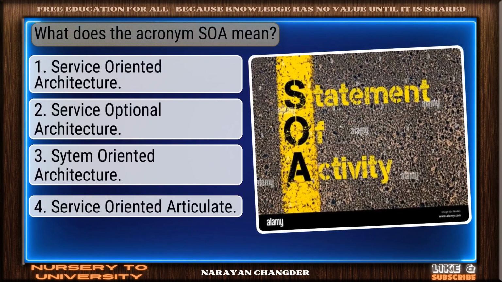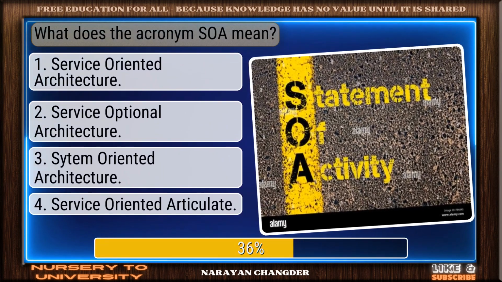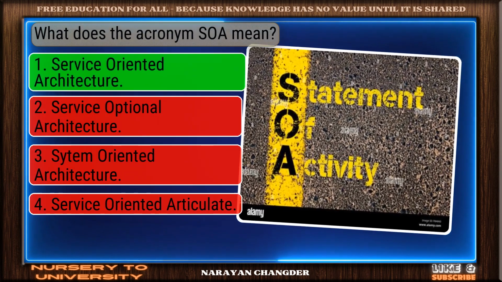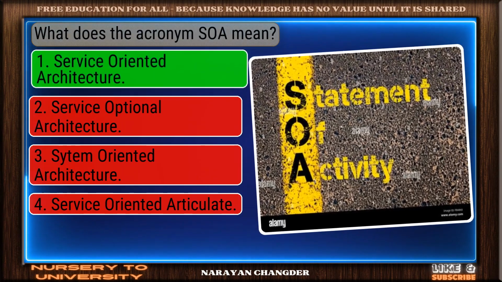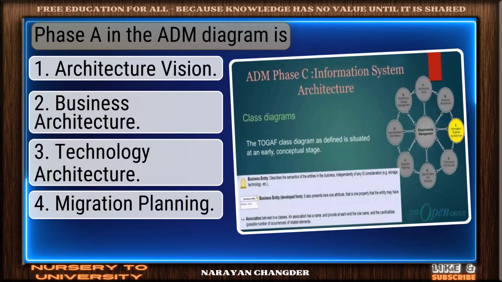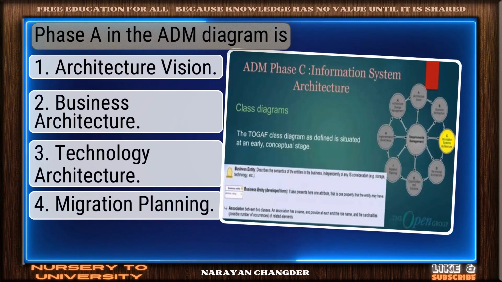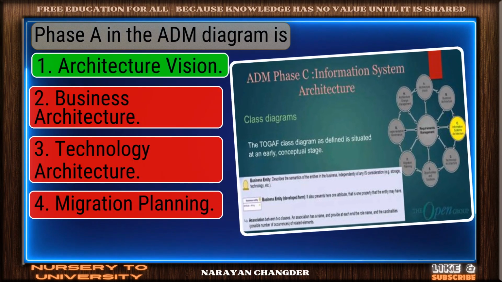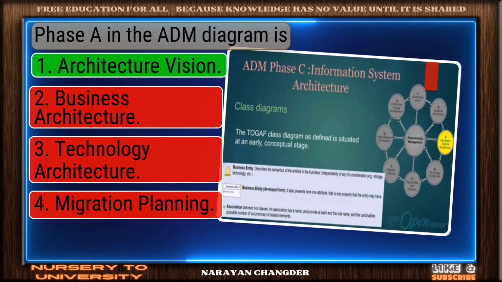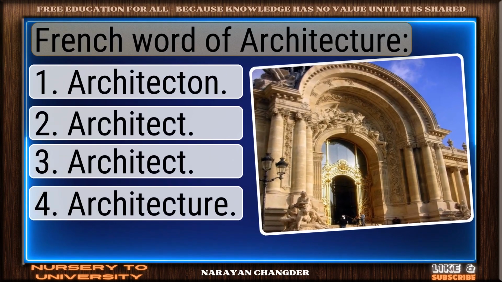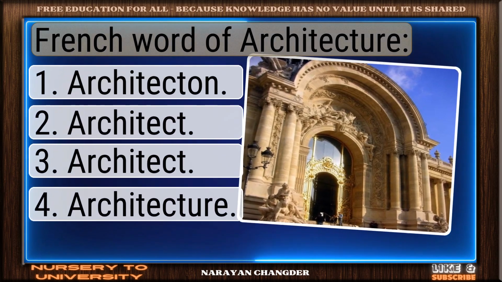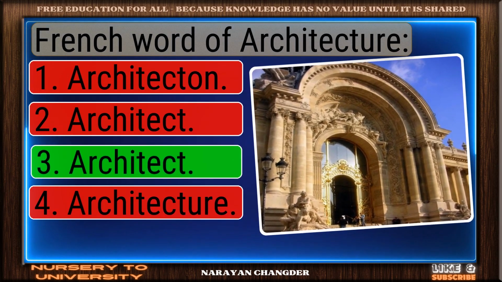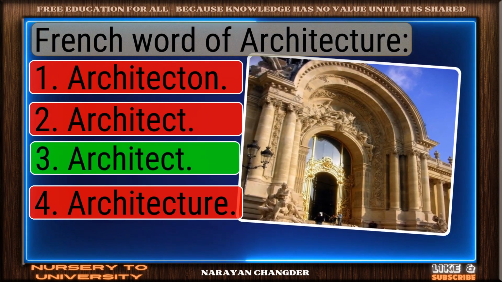Question number 74. What does the acronym SOA mean? Sharp thinking. Service-oriented architecture is the right choice. Question number 75. Phase R in the ADAM diagram is? Strong choice. Architecture vision is the right answer. Question number 76. French word of architecture. Well done. Architect is the right choice.